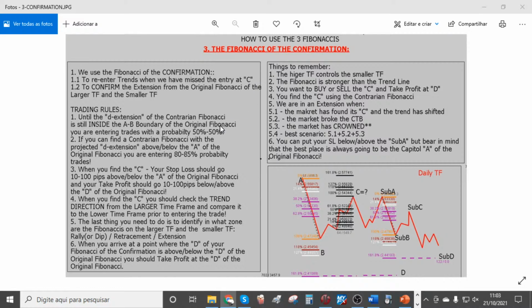For the boys and the girls, for the traders who are having a difficult time, oh, I cannot enter here, I cannot enter there because I lost the C. I lost the entry at the C and the risk reward ratio is not suitable, and so on. Well, now you have the solution, everybody. Now you have the solution.